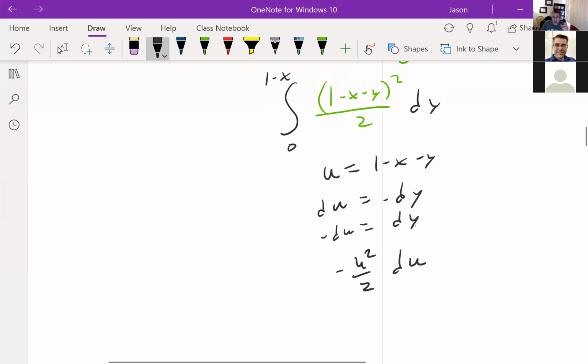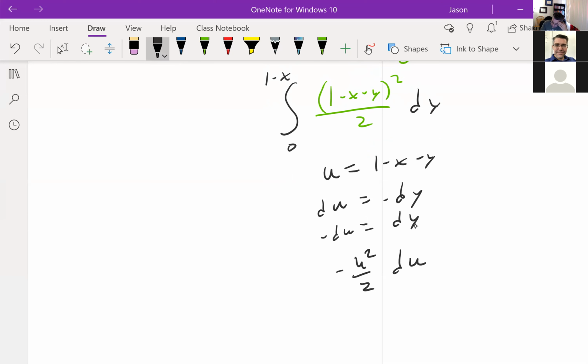I'm not going to change my limits of integration. I mean, I could if I really wanted to, or I could just go back to the original variable at the end. Either way, you can change your limits, or you can go back at the end to your original variable, which in this case was 1 minus x minus y. Maybe I'll change them just for the heck of it.